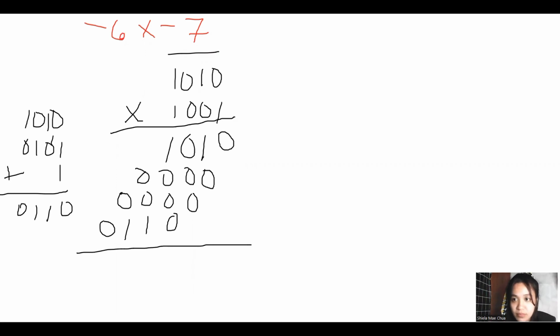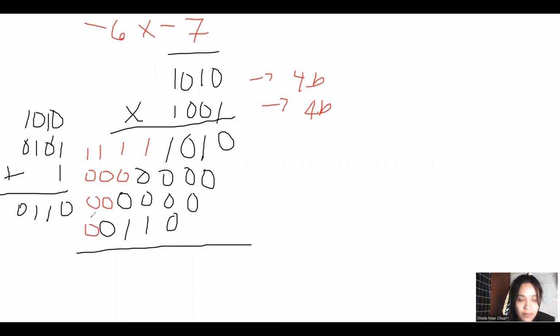And now, if it's 4-bit and this is 4-bit, we need 8-bit. So we will write it 1, 1, 1, 1, 0, 0, 0, 0, 0, 0. Now we can perform the addition. Let's bring down 0 here.